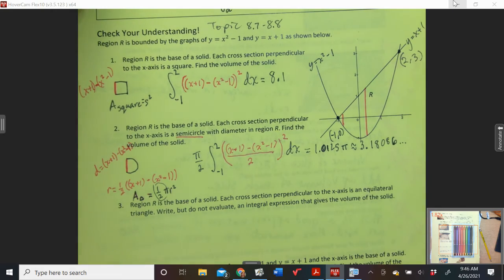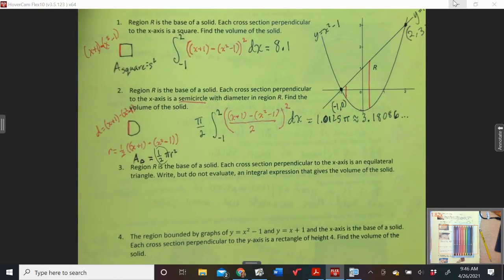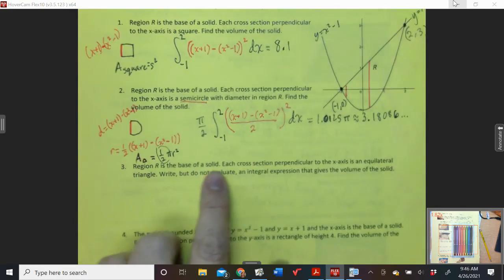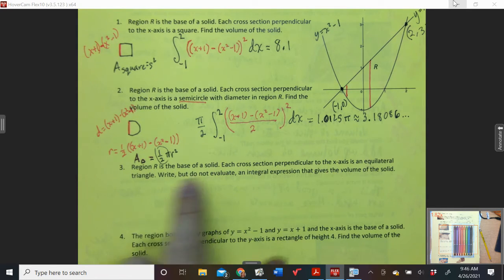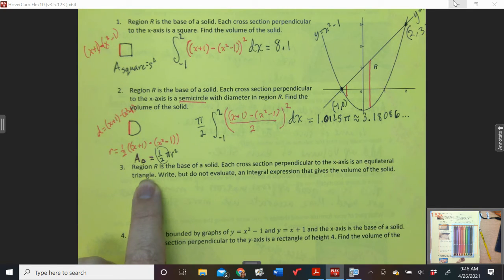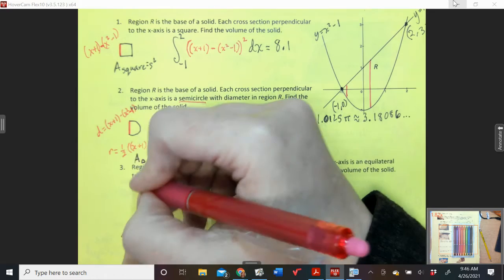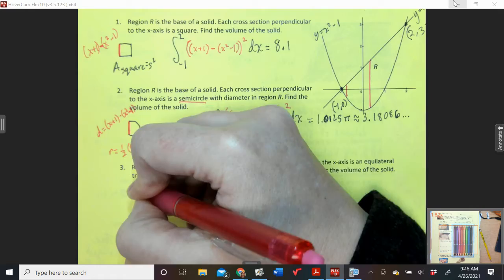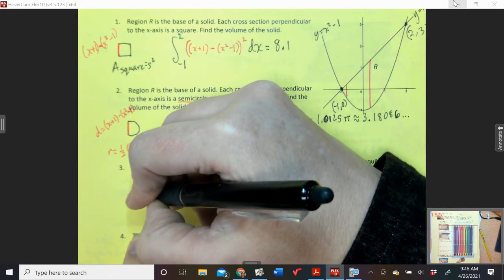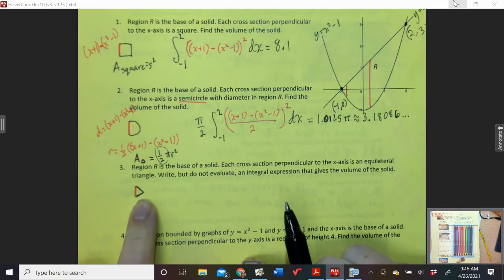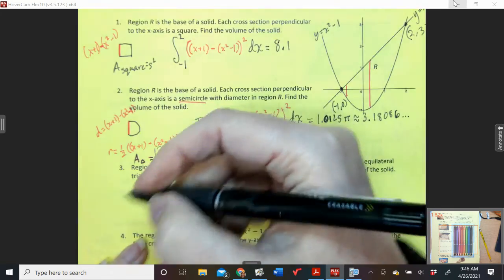Okay, next problem, staying with the same R. Same problem. R is the base of a solid. Each cross section perpendicular to the axis is an equilateral triangle. Right, but do not solve. So now we have an equilateral triangle instead. So still the same R. This is quite a bit harder. All the sides are equal.